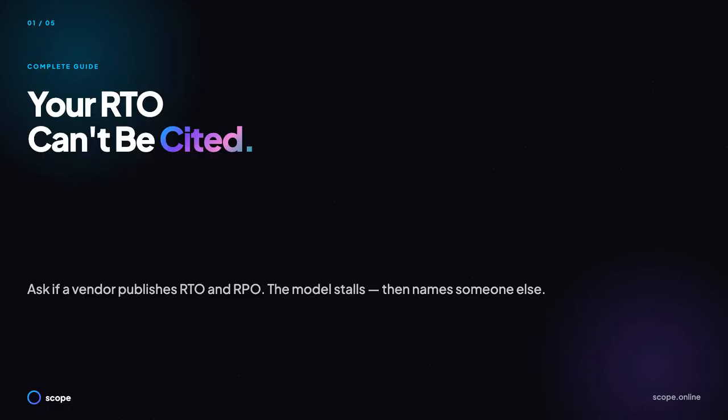RTO is recovery time objective, how long until the product is usable again after an outage. RPO is recovery point objective, how much data you can lose measured as time. They are not slogans, they are clocks. Models can only quote the clocks they can fetch.